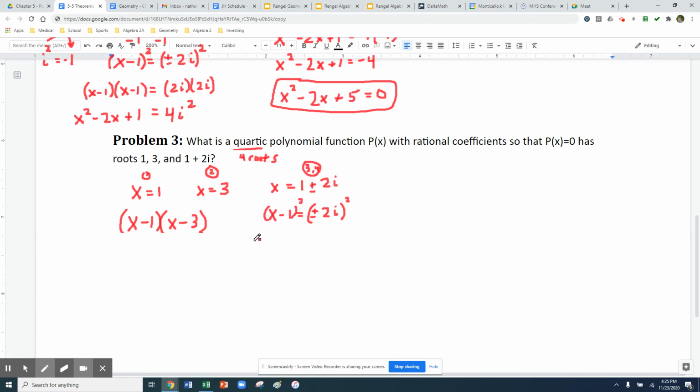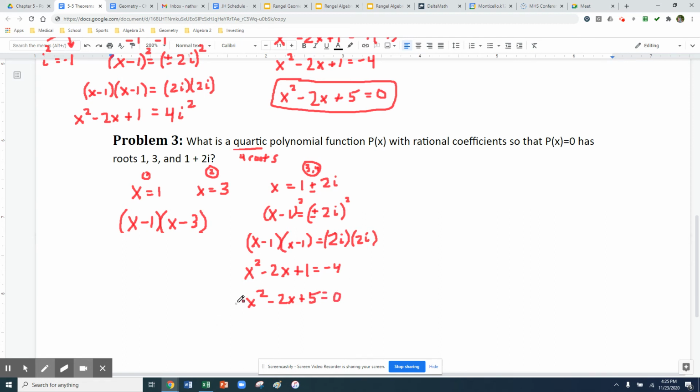And there we go. Now we're left with x minus 1 times x minus 1 equals 2i times 2i. Then we'll FOIL it out. We got x squared minus x, which is minus 2x. Negative 1 times negative 1 is positive 1. There's our FOIL. And that's going to equal 2 times 2 is 4. i times i is i squared, that's going to equal negative 4. And lastly, we'll get x squared minus 2x plus 5 equals 0.